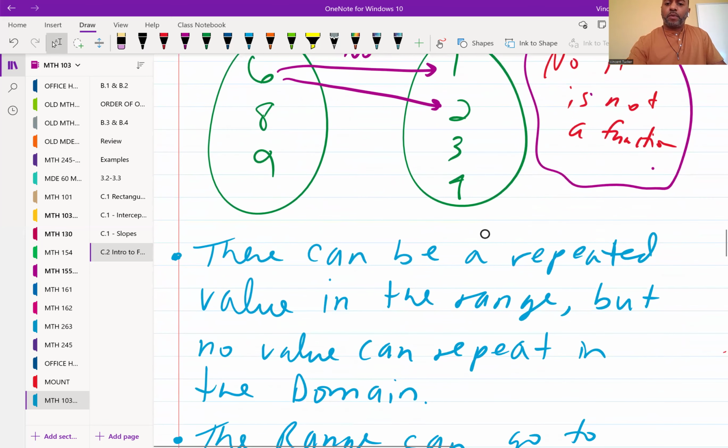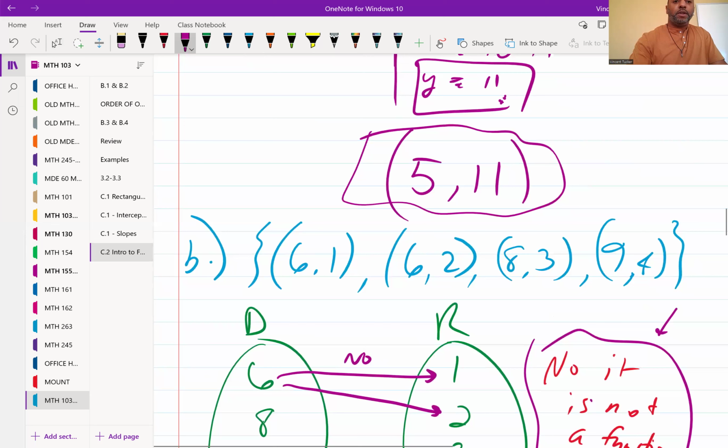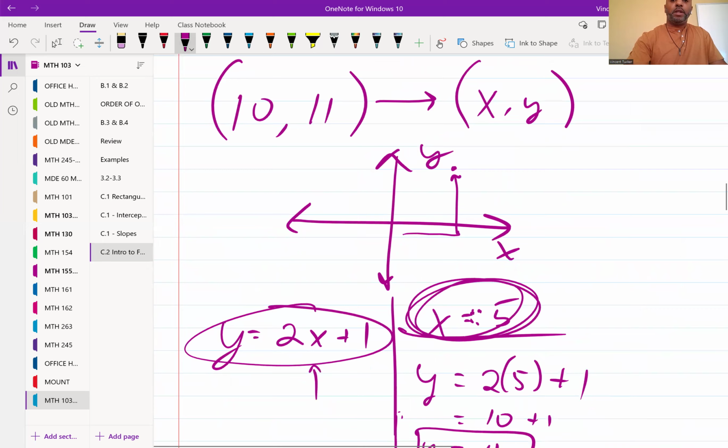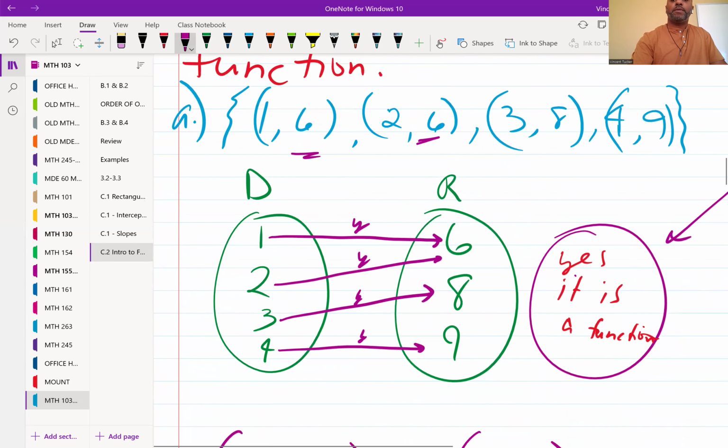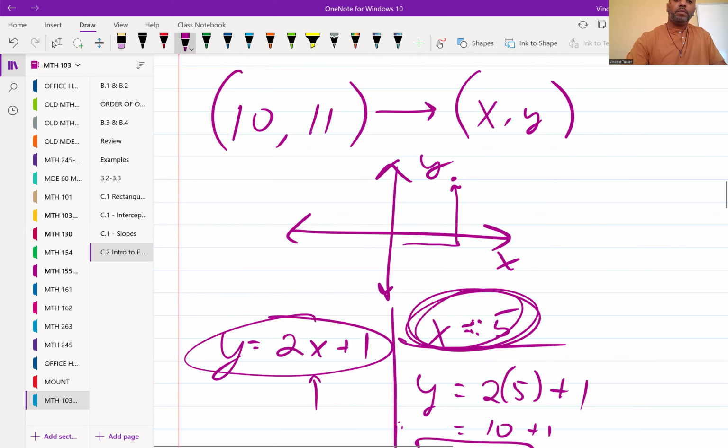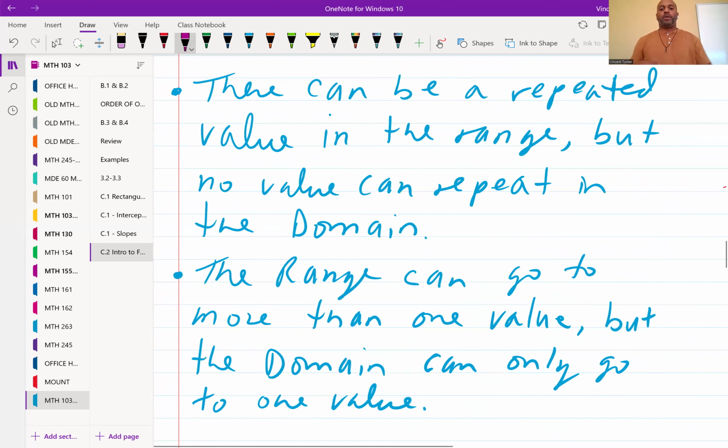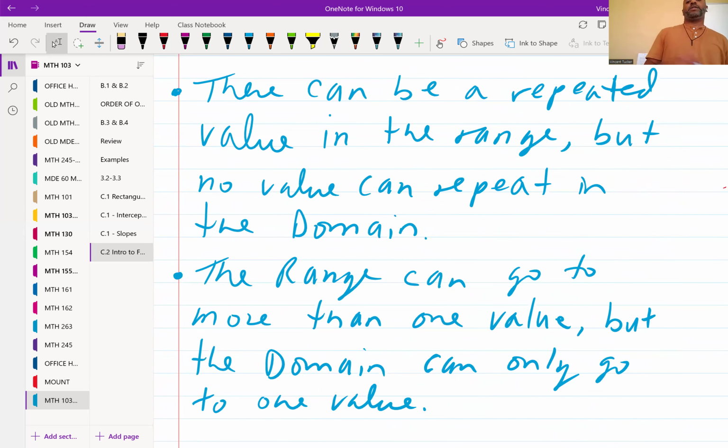There can be a repeated value in your range, but no value can repeat in the domain. So what I mean by that, notice we have here the value repeated in your domain, so it's not a function. But when it repeated in your range, it was still a function. So you can look at it that way. Or the range can go to more than one value, but the domain can only go to one value. So once again, that's just generic ways of looking at it. They may help you, they may not, but just recognize that the definition says your domain can only go to one value in the range. And that's what solidifies whether you have a function or not.